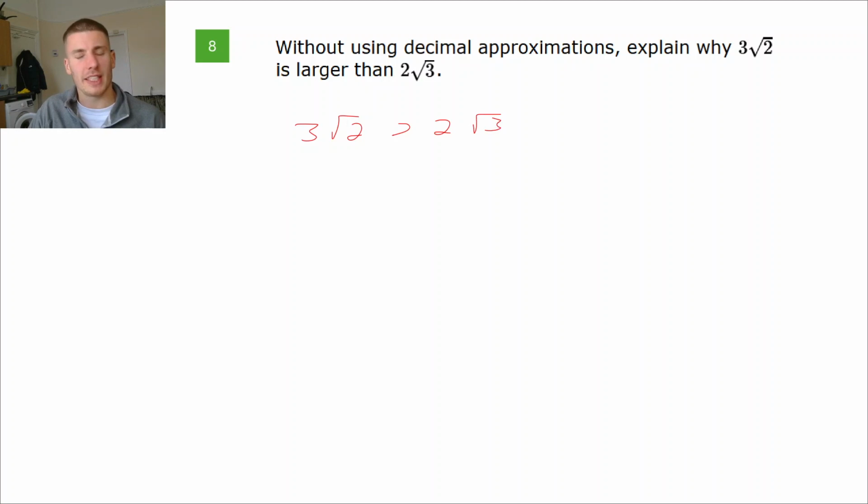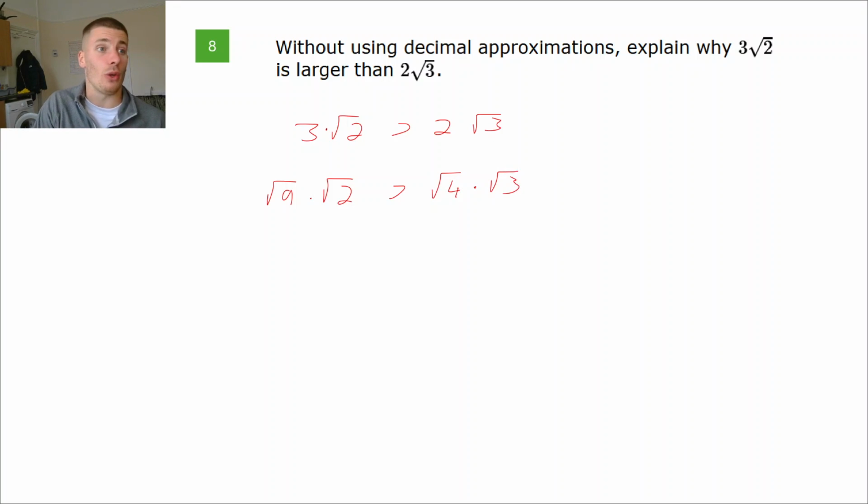So the way that I'm thinking about doing this is, well, I know that 3 can be written as root 9. So I can rewrite the first one as root 9 times by root 2. Again, this just means times. You can write that as a dot. You'll see it in year 13, but it just means times. And similarly, if I go over here and write greater than, well, 2 is the same thing as root 4, because root 4 is 2. So I can just write it as root 4 times by root 3.